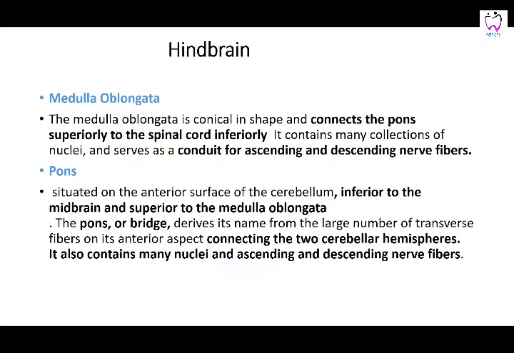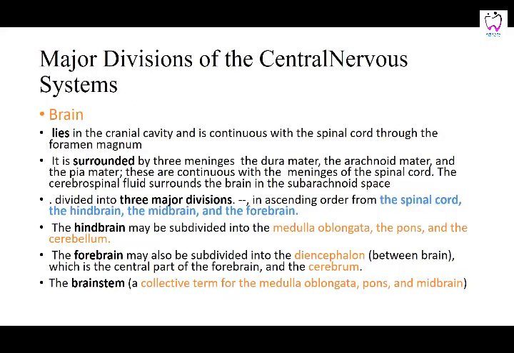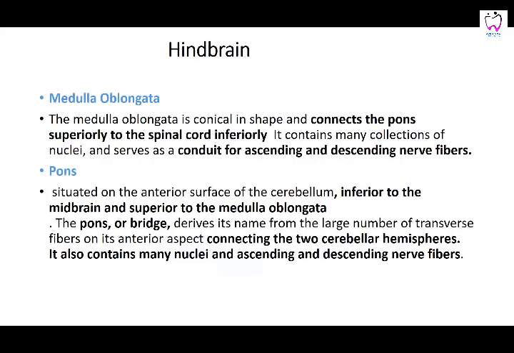So we were talking about the brain as a whole, which you can call the forebrain. Then there is the hindbrain. The medulla is conical in shape and connects the pons superiorly to the spinal cord below. It contains many collections of nuclei and serves as a conduit through which the ascending and descending fibers pass. Then there is the pons, inferior to the midbrain and superior to the medulla. It is a bridge, and derives its name from the large number of transverse fibers on its anterior aspect connecting the two cerebellar hemispheres. That is why it is called a bridge for the fibers.